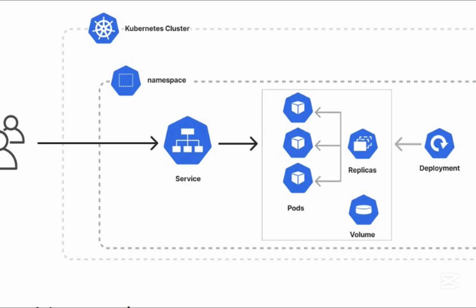Exactly. But first, we need to get our Docker image up to AWS. We do that by pushing it to a repository like AWS ECR, which stands for Elastic Container Registry. So ECR is like a library for Docker images. Yeah, you can think of it that way, like a central hub where you store your images, making them available for deployment. Okay, so we push our image to ECR, and then Kubernetes takes over.